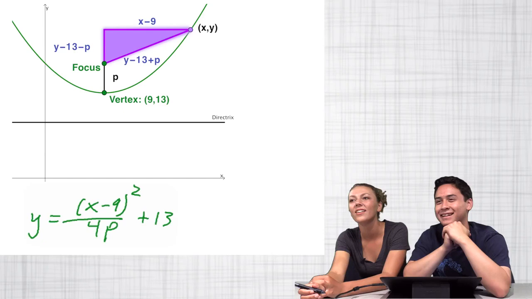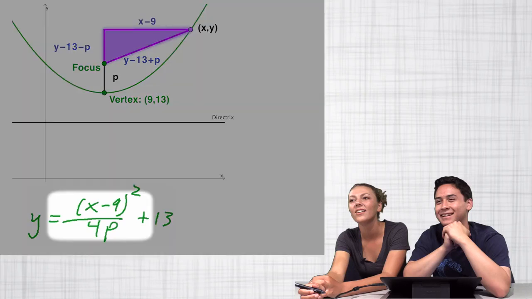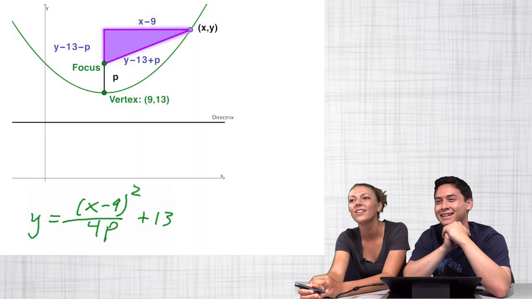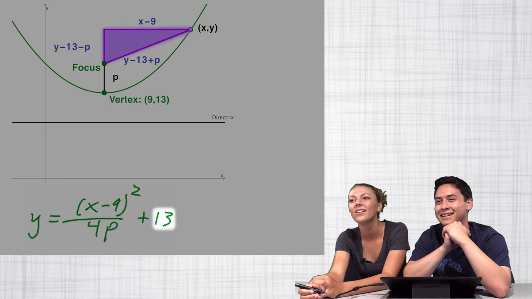In the last episode, Sasha and Keoni derived the equation for the family of parabolas with an unknown p-value. Their equation is y equals the quantity x minus 9 squared divided by 4 times p plus 13. In this episode, they figure out how to see the 13 from the equation in their graph.